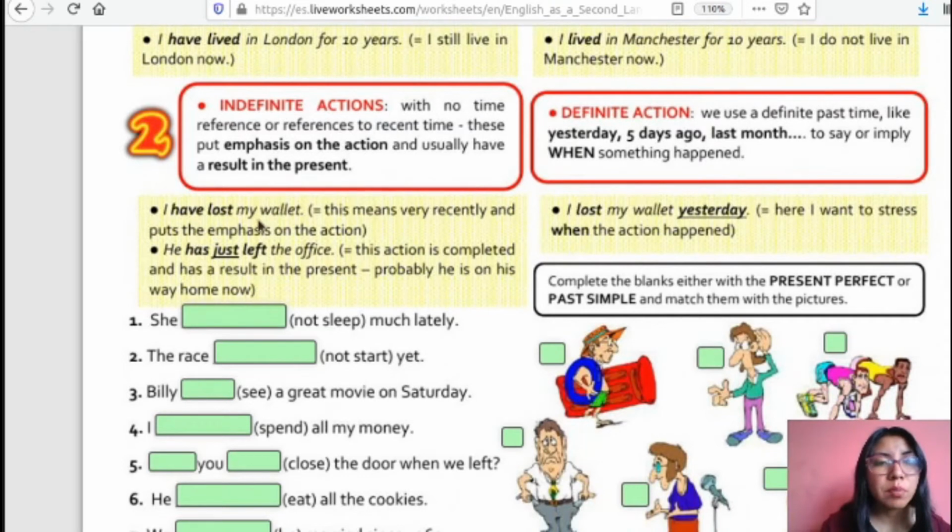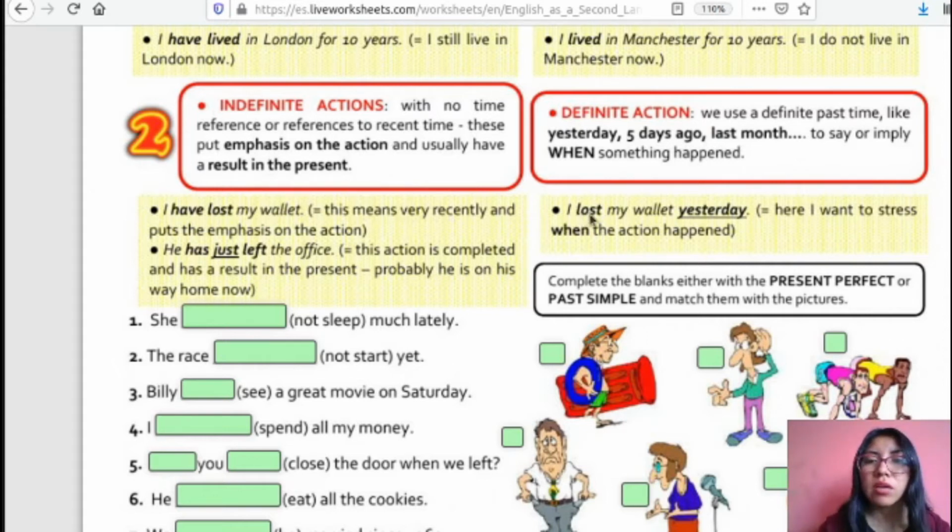I have lost my wallet. This means very recently and puts emphasis on the action. Okay? Pay attention. In this case, I don't know when I have lost my wallet. So that is an indefinite action. Or maybe it is a recent action. Okay? In this case, I am going to use present perfect.